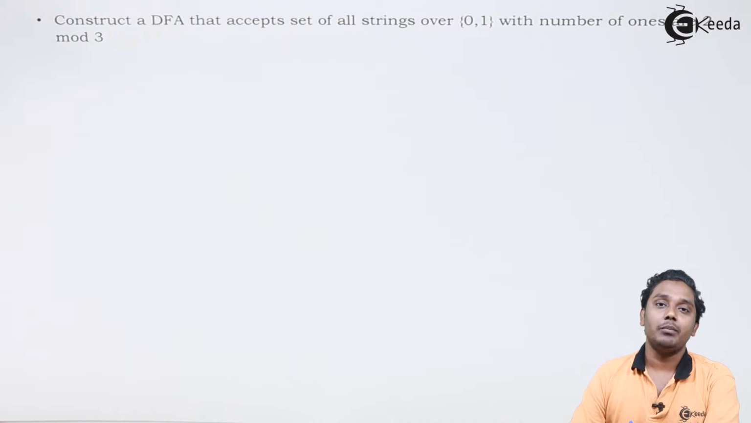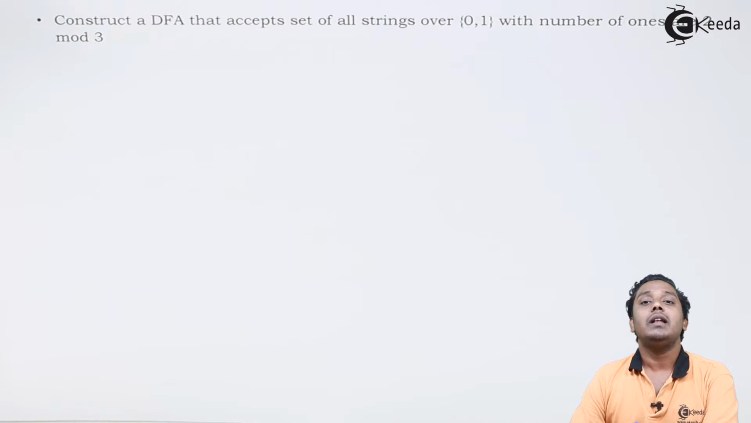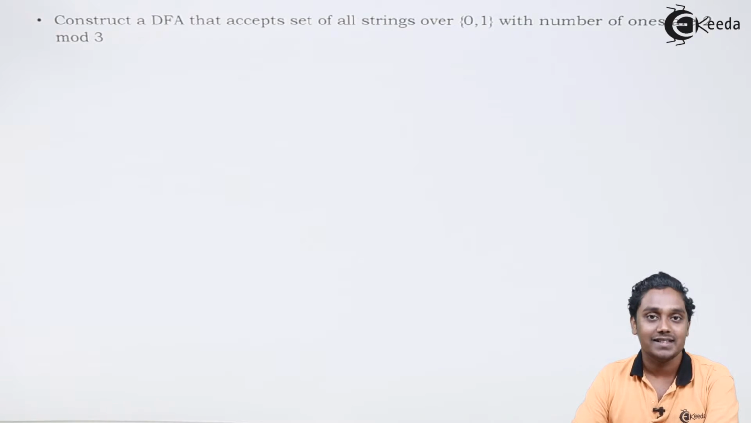We have seen an example in which we were tracking the length and finding whether the length was 2 mod 3. Now let's design an automata which counts the number of ones and it will accept those strings which contain the number of ones exactly 2 mod 3.